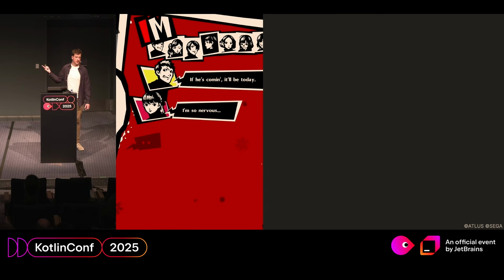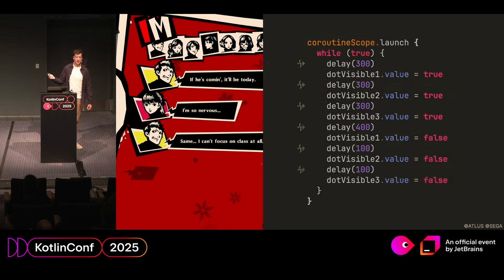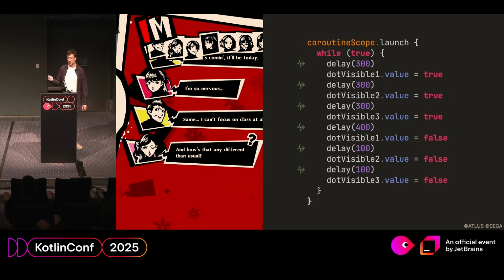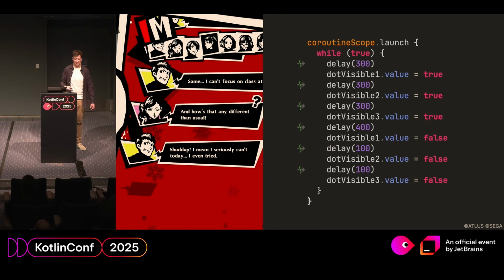Lastly, we've got this typing indicator, these dots that move. This is even simpler again, and you just get to have fun with coroutines. You can say, I'm going to wait a little bit and then make this thing visible, wait a little bit, make this thing visible. It's cool.